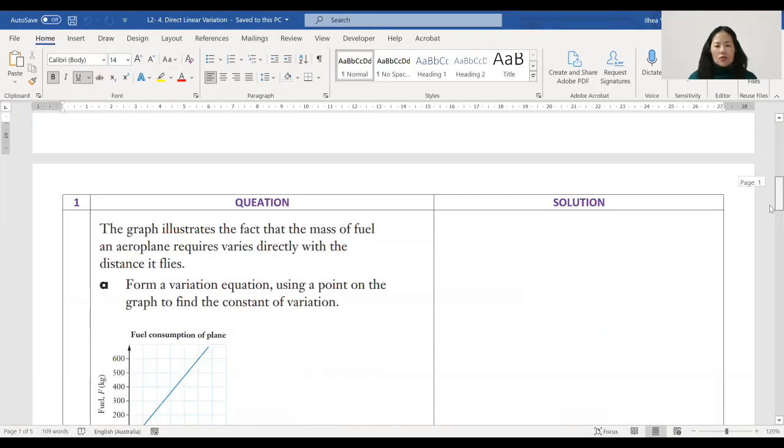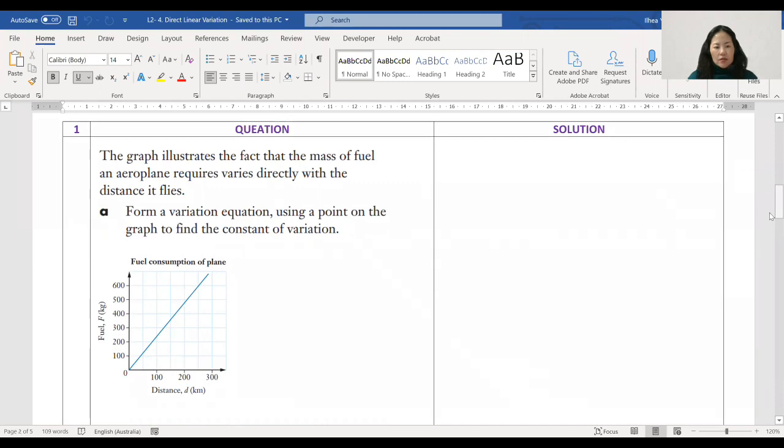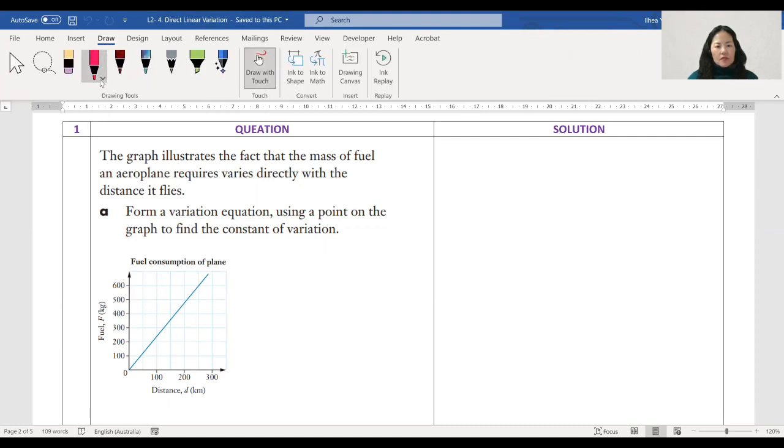Okay, question 1. The graph illustrates the fact that the mass of fuel an airplane requires varies, changes directly. I see what's happening here, directly. So what does that mean, directly? It is direct variation. I can see the little x's and y's here. So that's my x, that's my y. Easier for me to see.